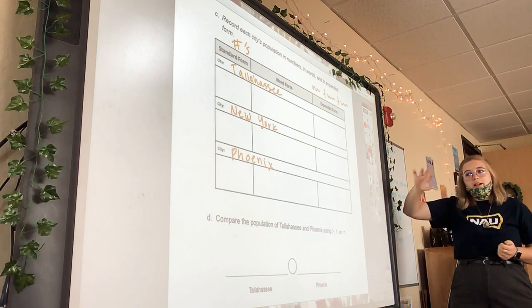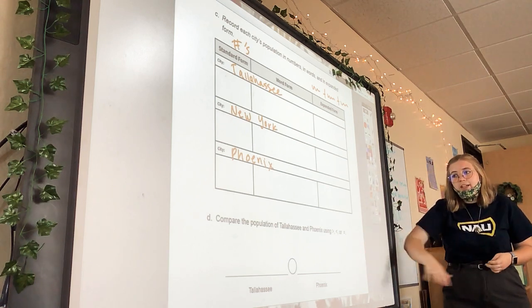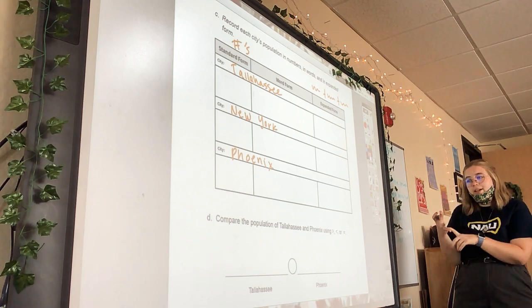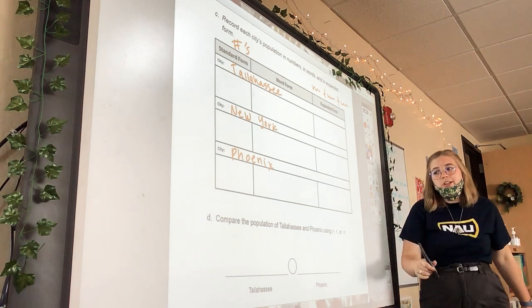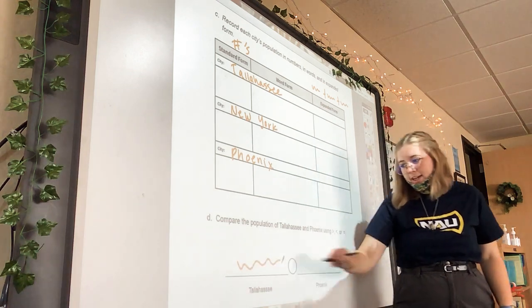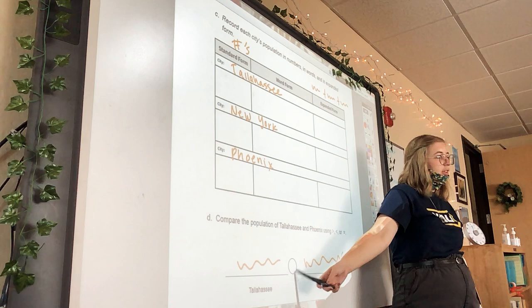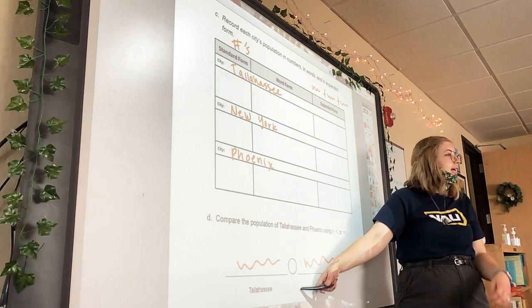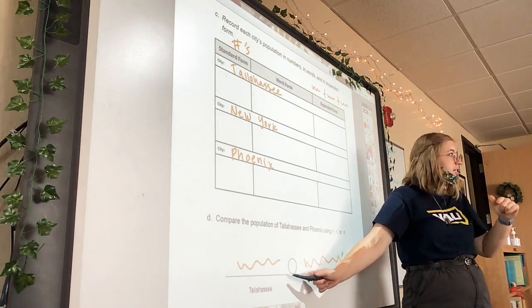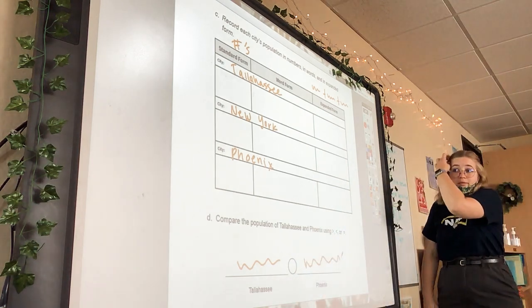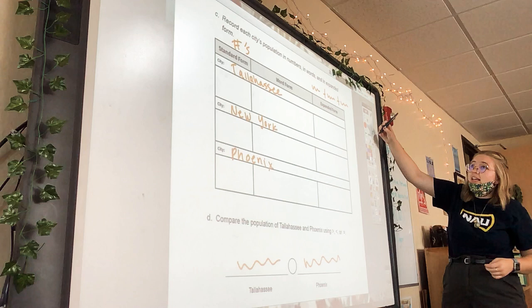Good. All right. Okay. D, you're going to compare the population of Tallahassee and Phoenix using greater than, less than, or equal to, okay? So you're going to write the population of Tallahassee here, write the population of Phoenix here, and then say whether it's greater than, less than, or equal to. So this is just like what you did on 2A through D, but now you're doing it with the populations of those cities, okay? And then I think that is it, my friends.